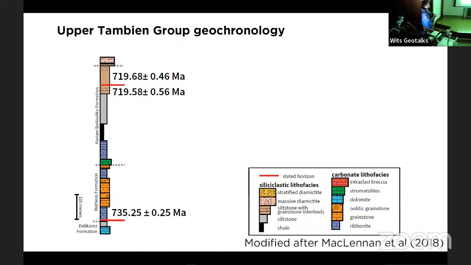So I'll show that here. We had three horizons that we were able to date, two that were very close to each other near the top of the stratigraphy, one at the base. The one at the base was further down in the stratigraphy, and we have an age of roughly 735 Ma, and then we have an age at the top of roughly 720 Ma. But importantly, there's some stratigraphy between our highest dated unit and the dimictite, right? So we have to account for that sedimentation when we want to estimate the age of the dimictite, right?